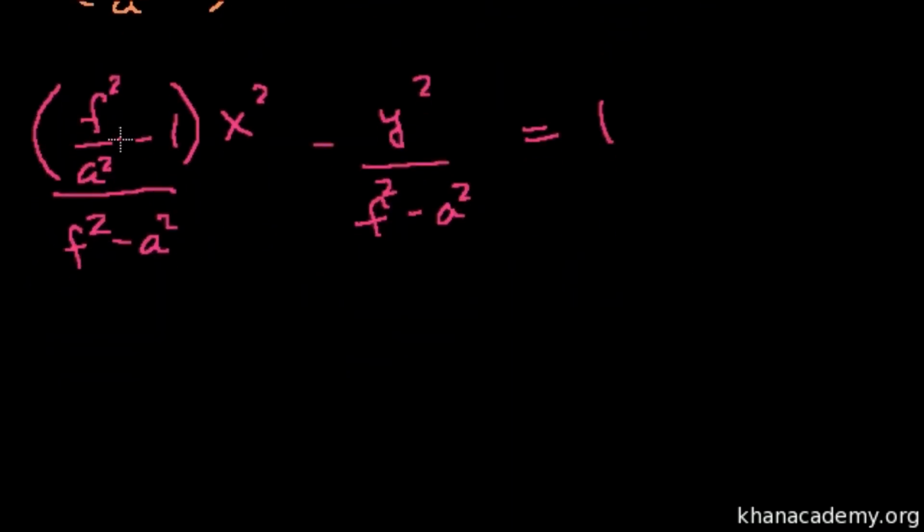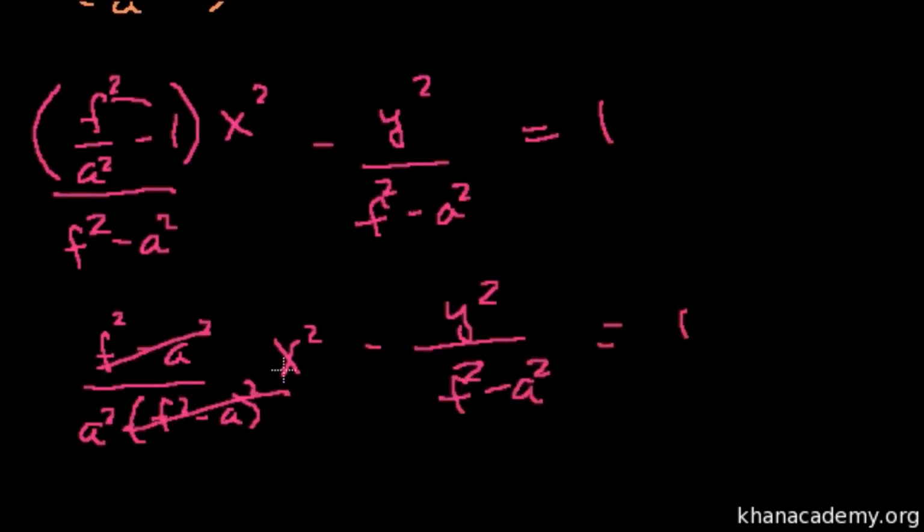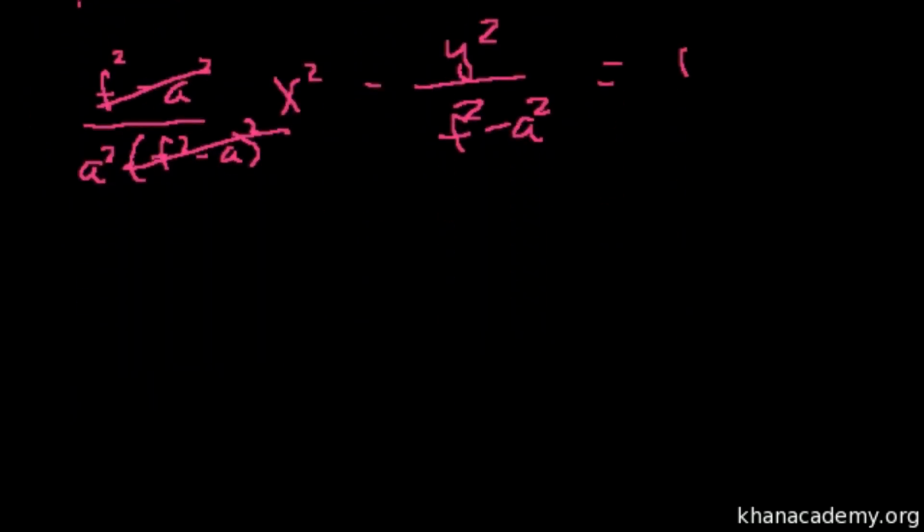If I multiply the numerator and the denominator by a squared, right? As long as I multiply the numerator and the denominator by the same number, I'm just multiplying by 1, so I'm not changing anything. So if I do that, the numerator becomes f squared minus a squared. I'm just multiplying that times a squared. And the denominator becomes a squared times f squared minus a squared. And all of that times x squared minus y squared over f squared minus a squared is equal to 1. This cancels with this, and we get something that's starting to look like the equation of a hyperbola.